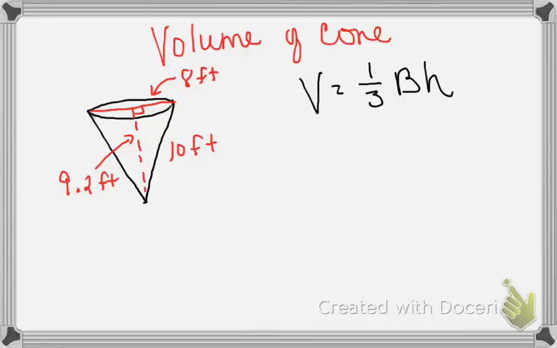Okay, in this video we're going to find the volume of a cone. The volume of a cone is very similar to the cylinder, except you have to multiply the big B and height by 1/3. Remember, it takes three of the cones to equal the volume of a cylinder.